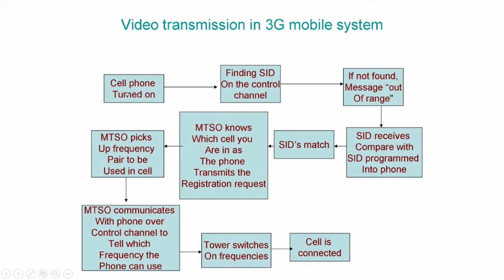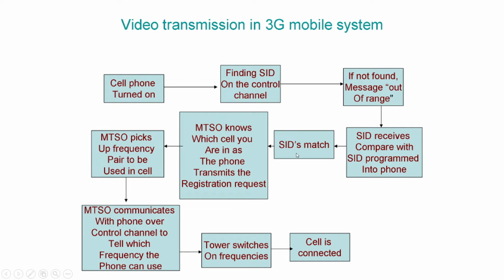If you turn on your cell phone, your SID, that is the subscriber identification number, will be looked for on the control channel. If the SID is not found, you will get the message out of range. If the SID is received, it will be compared with the programmed SID in your phone.